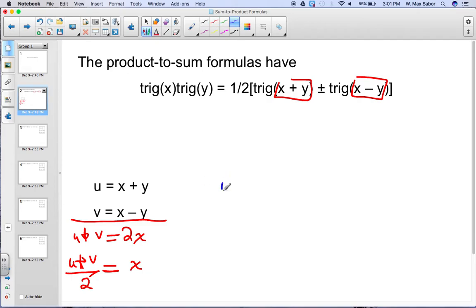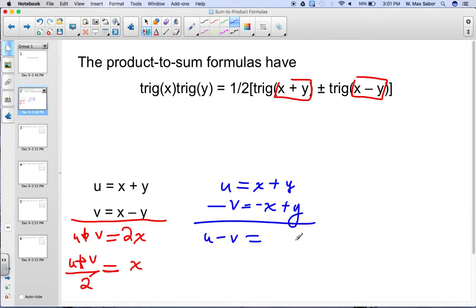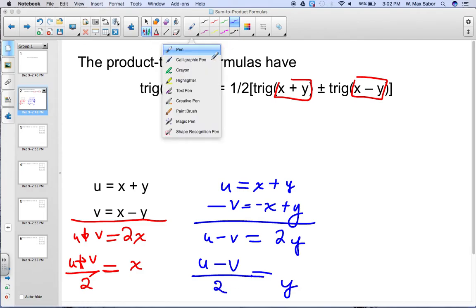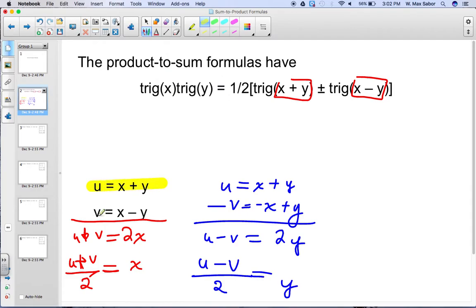And if I take u equals x plus y and negative v equals negative x plus y, then u minus v equals 2y, so y equals u minus v over 2. So we're going to use these 4 formulas to substitute in 1, 2, 3, 4. We're going to use these 4 formulas in order to replace things.